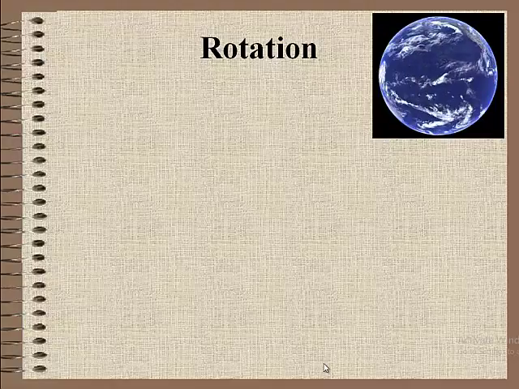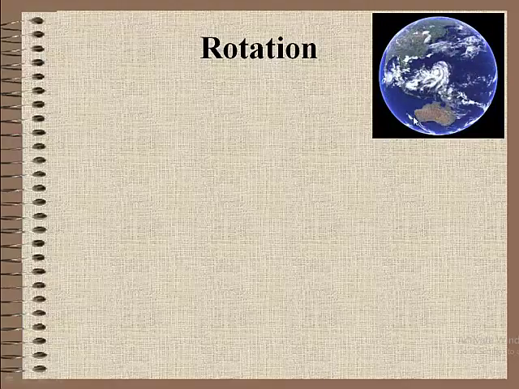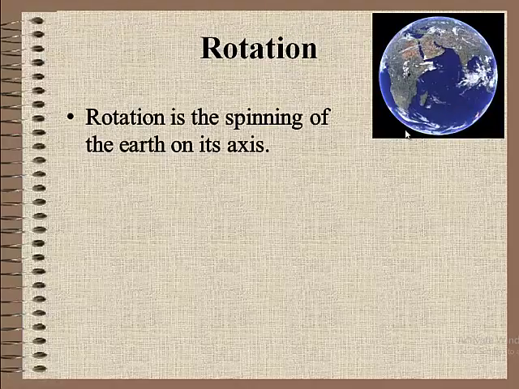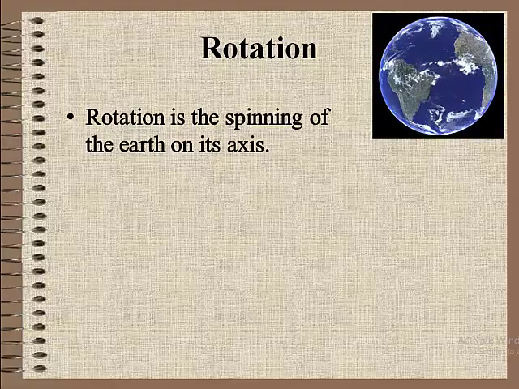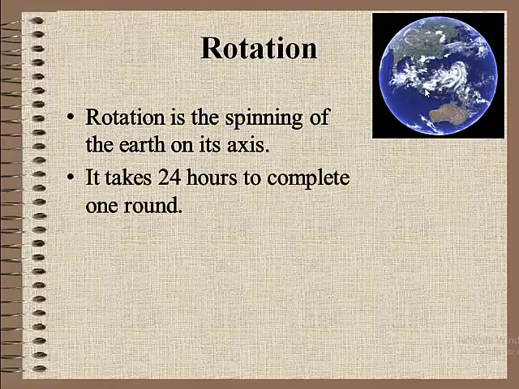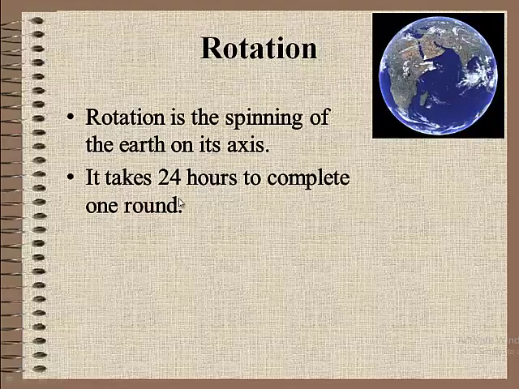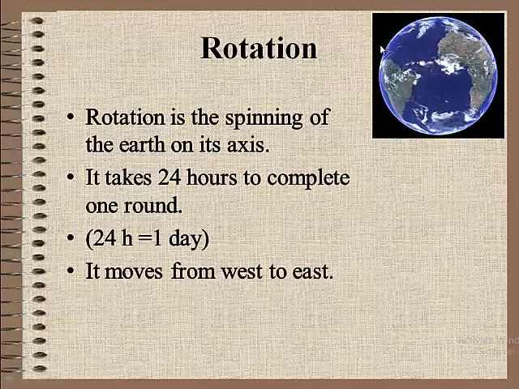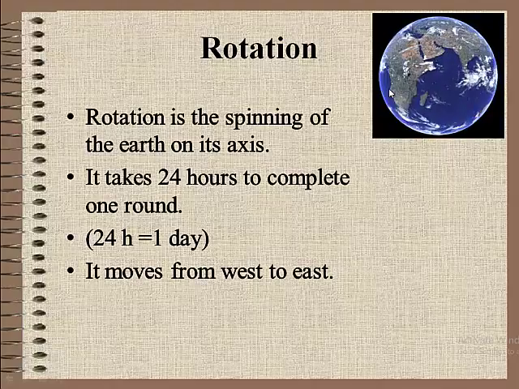Look at this image. This is an earth rotating. And with this I'll explain what's meant by rotation. Rotation is the spinning of the earth on its axis. Now earth takes 24 hours to complete one round. Now 24 hours is equal to 1 day. It moves from west to east. This is the direction of the rotation.